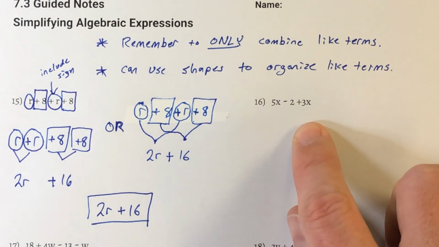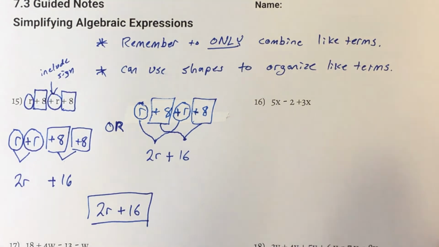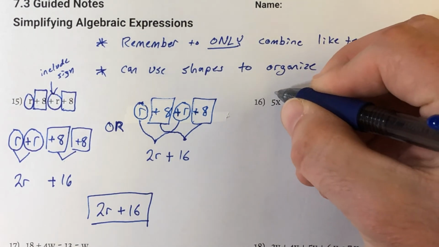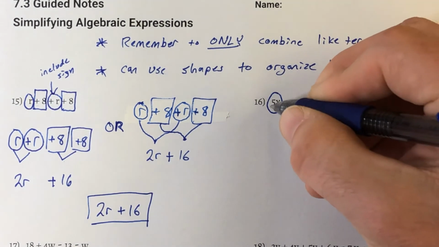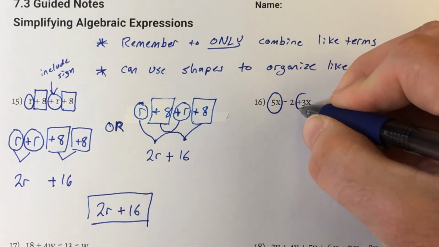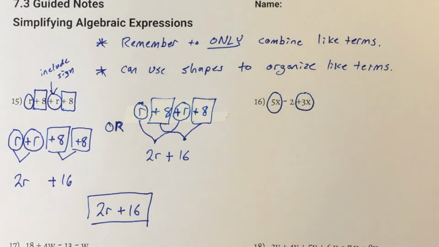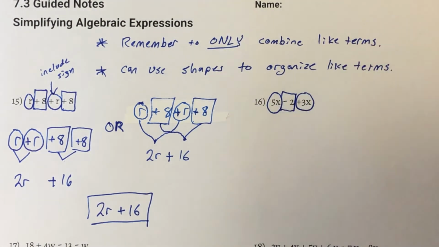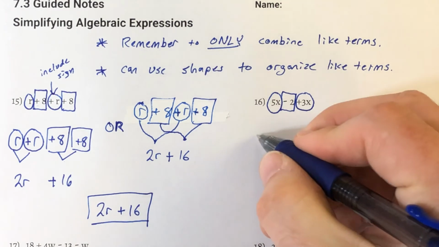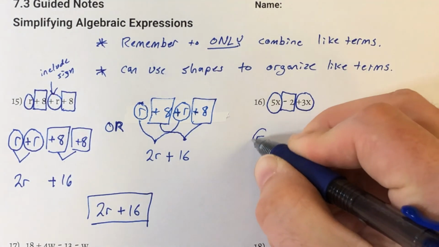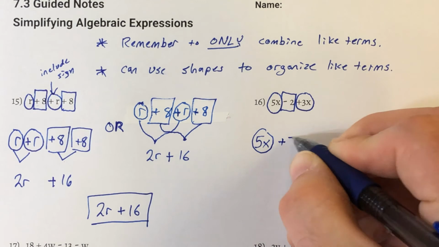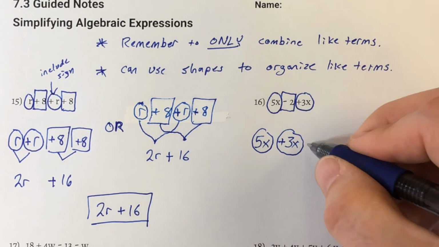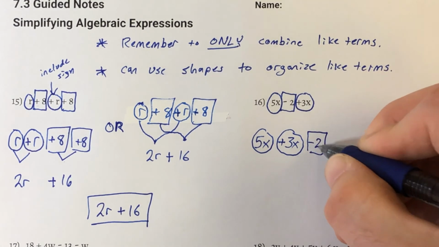Next problem, 5x minus 2 plus 3x. I'm going to do both ways again on this one. So let's group them. 5x, let's use a circle. Anything like a 5x? Yes, positive 3x. They both have the same variable, x. Negative 2, it doesn't have a variable, so it's just itself. I'm going to use a rectangle. So first, let's rearrange them. I've got my 5x. Let's put my positive 3x next to it. And let's simply bring down the negative 2 over here on the right.